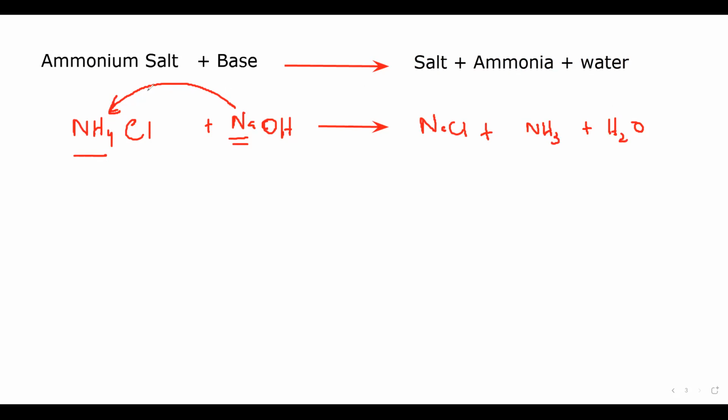So whenever ammonium salts are there, ammonium salt means the salt which has this ion, NH4 ion. That's called the ammonium ion. So those salts which have the ammonium ion, we call them ammonium salts. As these ammonium salts are added to the base, the metal which is present in the base will take the position of the ammonium ion. So a new salt will be formed, ammonia gas will be released, and there will be a water molecule.